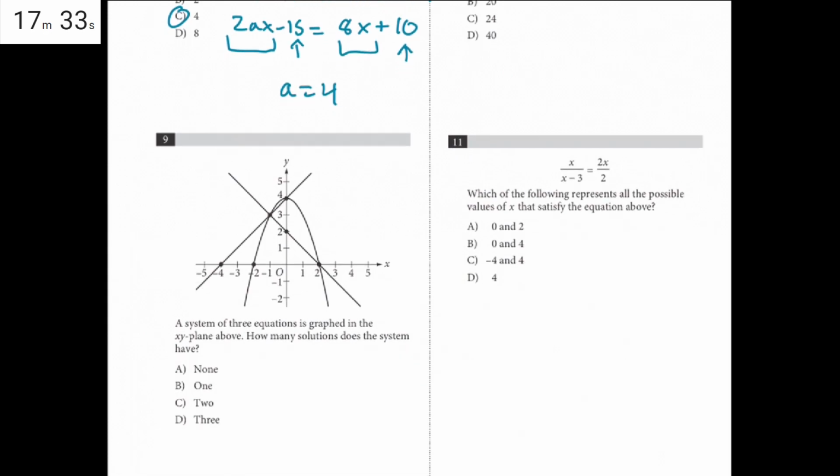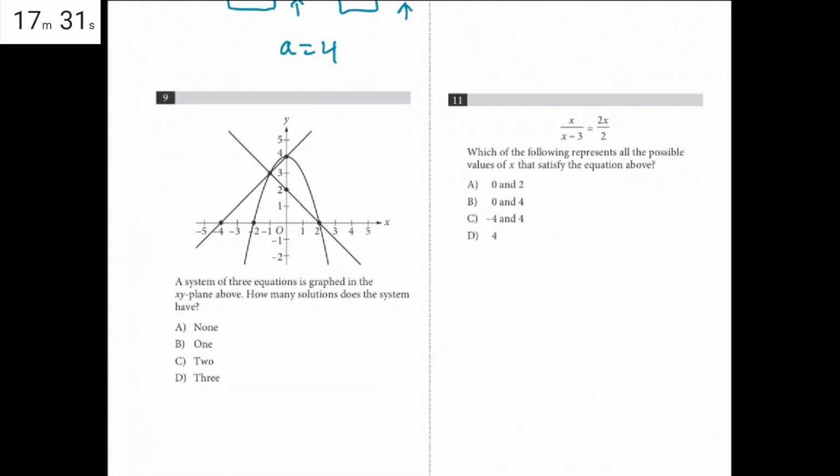Number 9. A system of 3 equations is graphed in the xy plane above. How many solutions does the system have? So the solutions are when they all intersect. How many solutions? So there's 1 where they all intersect.